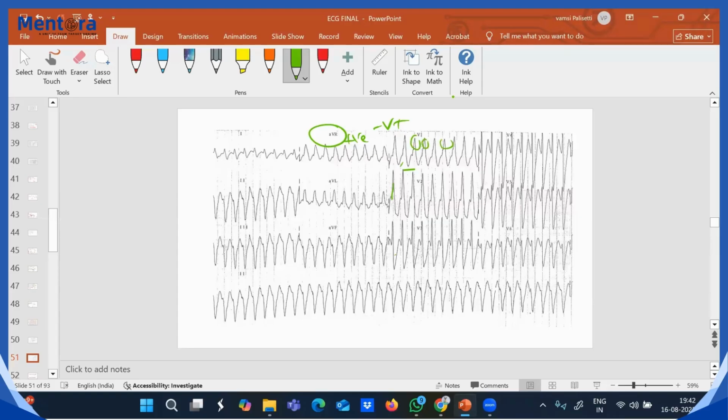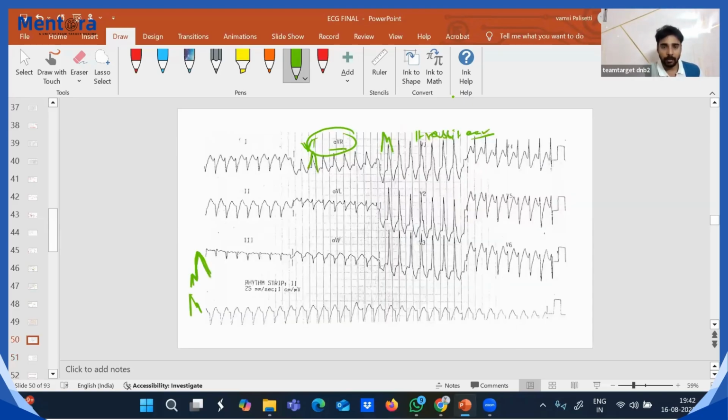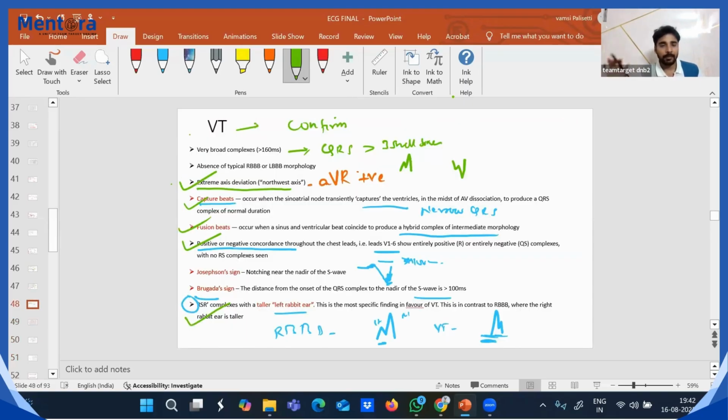When you see here, the QRS is big, but still we are saying VT because AVR is positive. So out of all the signs you study, AVR positive is the specific thing. Again, I am going back to the same slide. If you don't have this slide, please write it down. Whatever the 5 points I kept, all 5 points are very important. Out of all the points, AVR positive is very important.